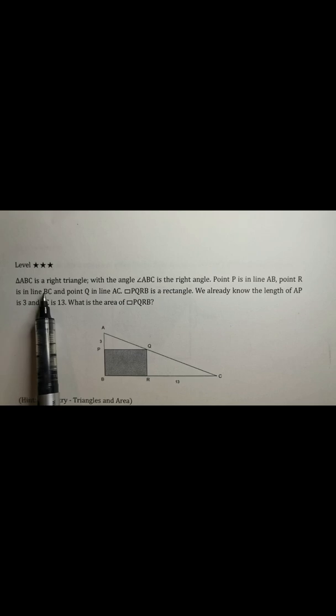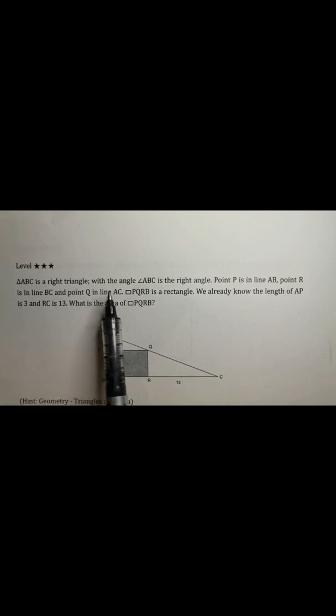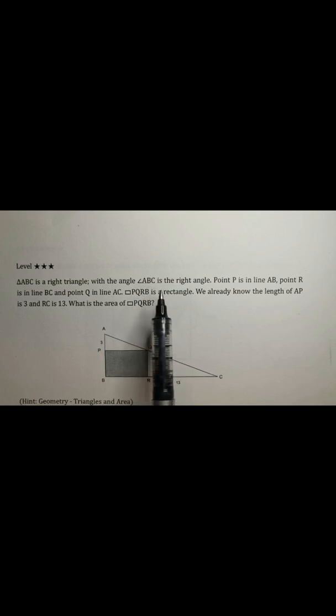Firstly, let's read the problem. Triangle ABC is a right triangle with the angle ABC being the right angle here. Point P is on line AB. Point R is on line BC. And point Q is on line AC. PQRB is a rectangle. We already know the length of AP is 3 and RC is 13.